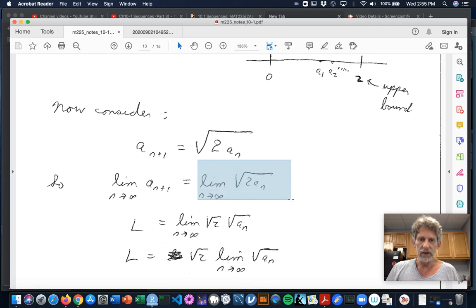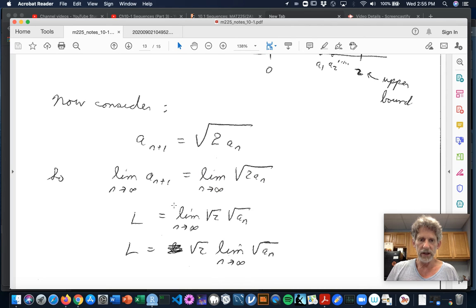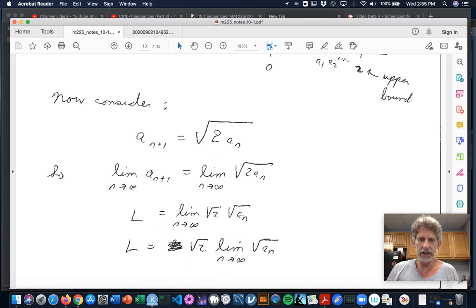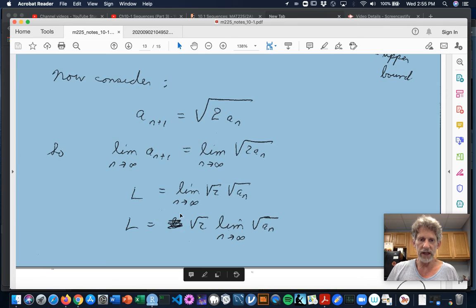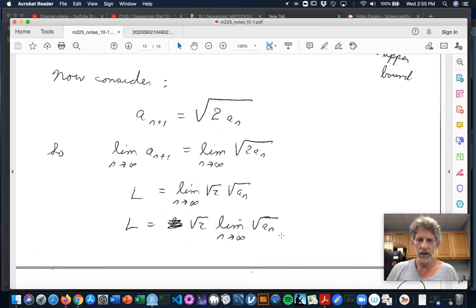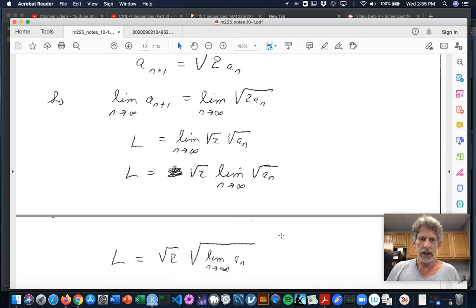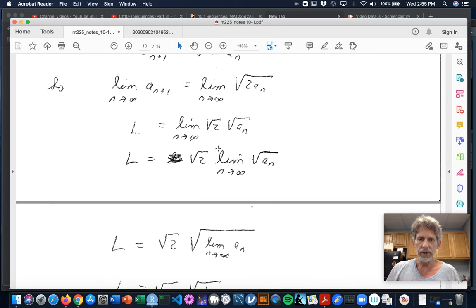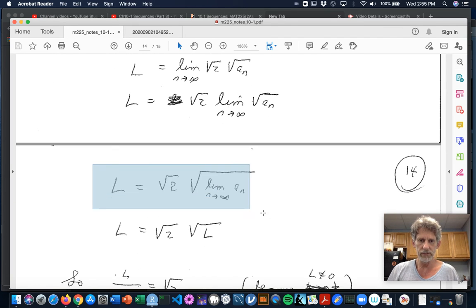Now on the other side, I'm looking at this limit, which I can write as the limit of square root of 2 times square root of a_n. And I can bring the constant outside. And so I've got this situation now. And square rooting is a continuous function. I can put the limit sign inside the continuous function. The limit of a continuous function of a_n is the continuous function of the limit of the a_n. So now I've got this situation. But the limit of a_n is L.